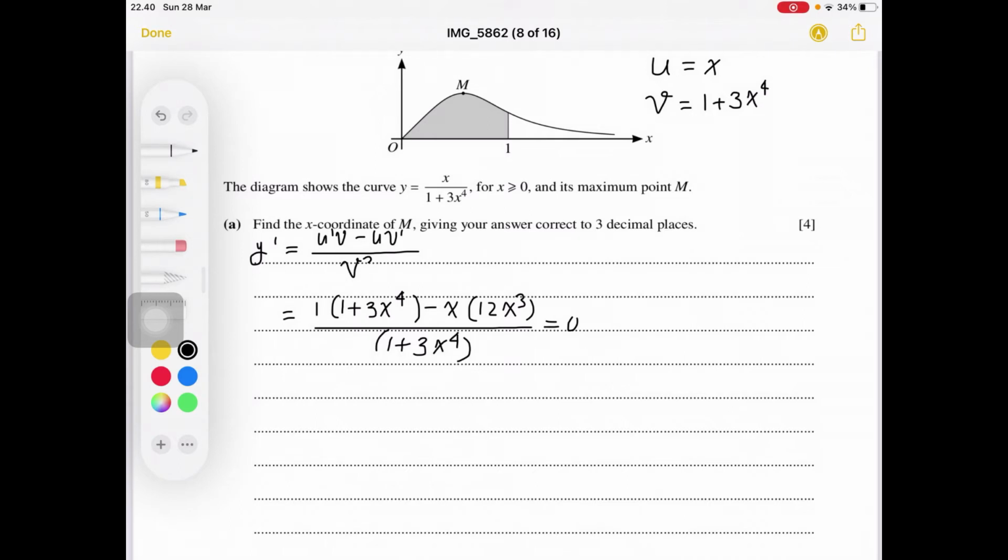Since the right hand side of the equation is 0, we need to focus only at the numerator. So 1 plus 3x to the power of 4 minus 12x to the power of 4 is equal to 0. 1 is equal to 9x to the power of 4. So x is the fourth root of 1 over 9.